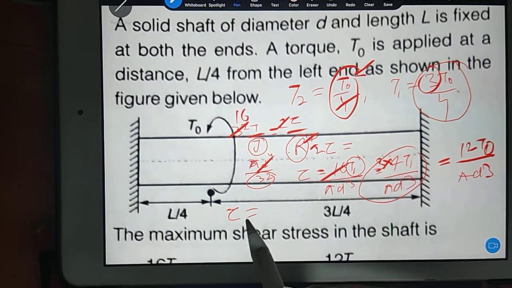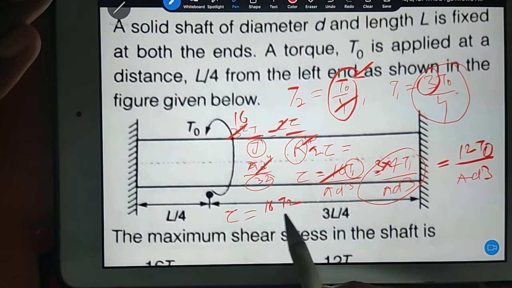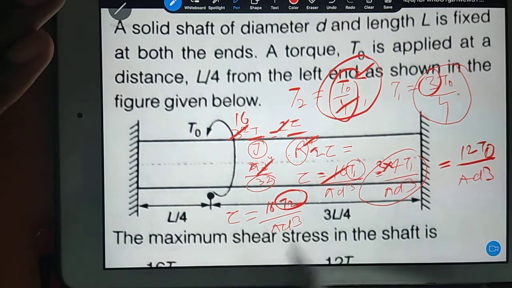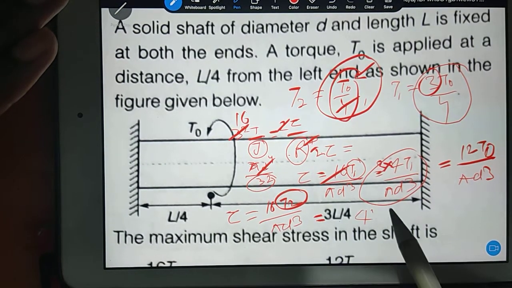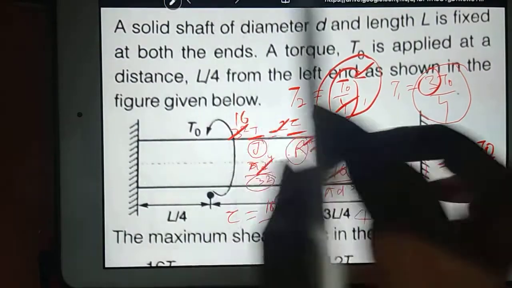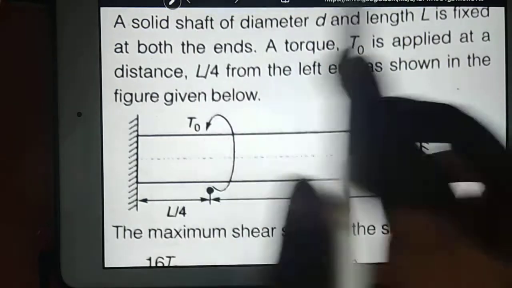And then go for tau for the second. So in that case, you will be doing 16 T2 divided by pi d cube. So this T2 value, you have to write only T naught by 4. So you will be having 4. So what will be the answer here? That answer you can calculate. So you can see the answer is there in the option.